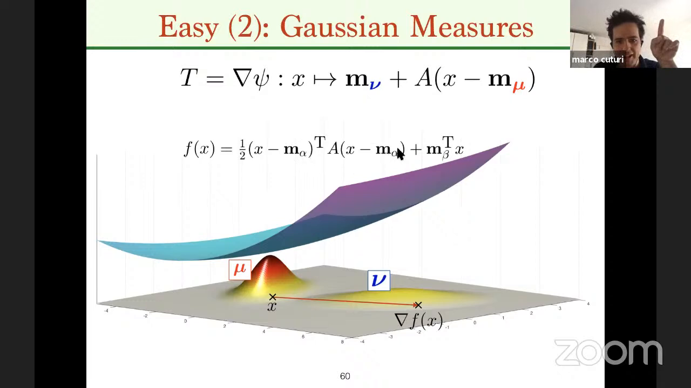sorry, there is a small notation inconsistency here. This would be a beta, so a mu and a nu. So it's just basically taking a linear function of X, a quadratic function of X, and then you could put whatever constant you want, of course, to recover that this T map is the gradient of this function F. So I apologize, let me just recap. This should be F. This should be mu, and nu.